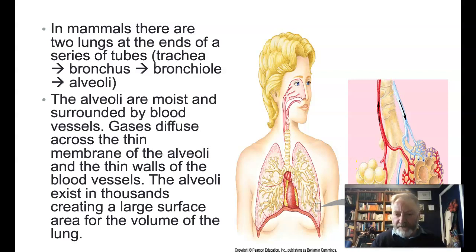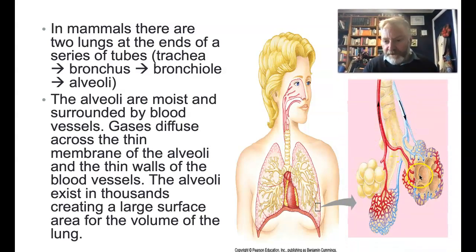And my head's in the way again, so I'll get my head out of the way. So here's an alveoli, and the alveoli is wrapped in blood tissue. So the blood comes past the alveoli, and the oxygen here comes out to the blood, and the carbon dioxide in the blood comes back into the alveoli, and we breathe out. Works beautifully. Nice little way of exchanging gases.